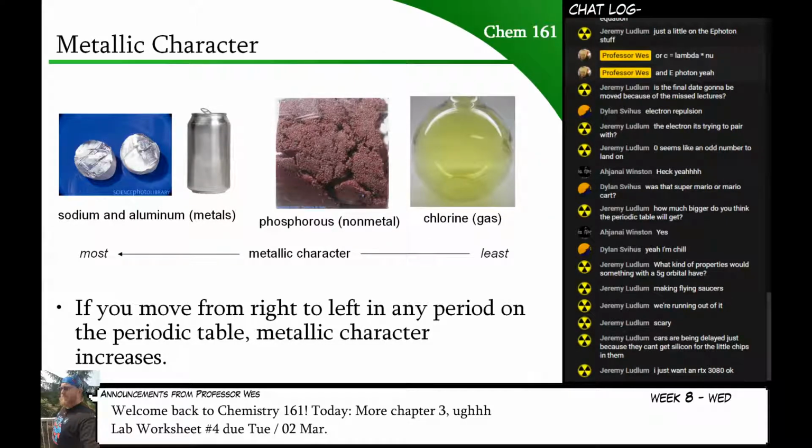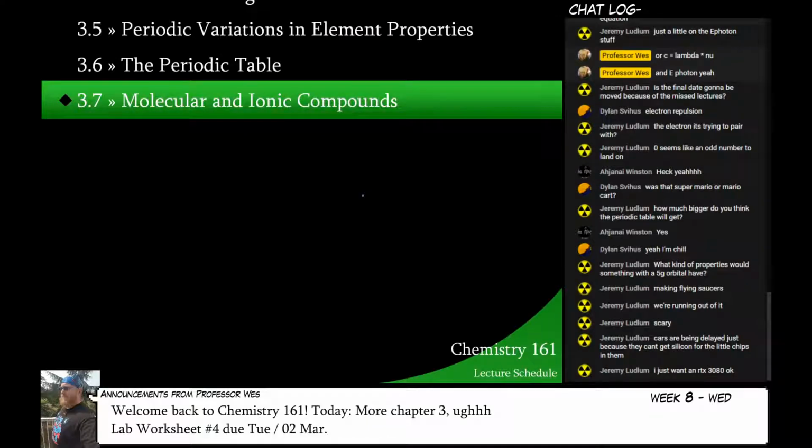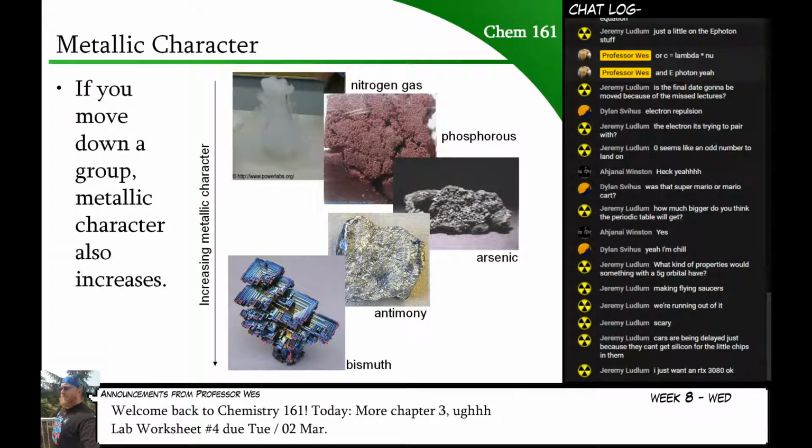Metallic character: as you go left to right, metallic properties decrease, so I have it written the opposite way on here. As you move right to left, things become more metallic. And same thing if you go top to bottom, they become more metallic. Yay, that's it. That's all I want to talk about. So, pretty pictures, you can see that things get more metallic.